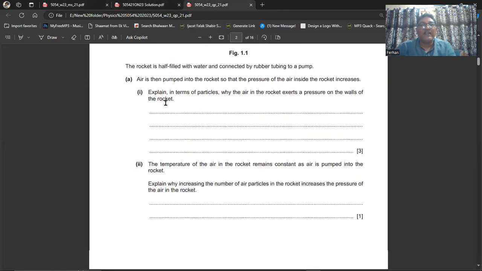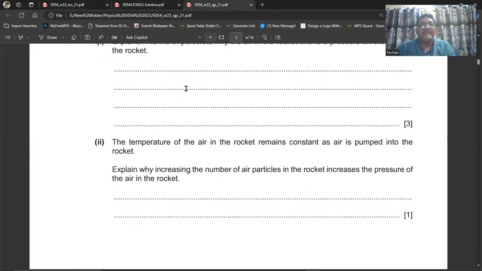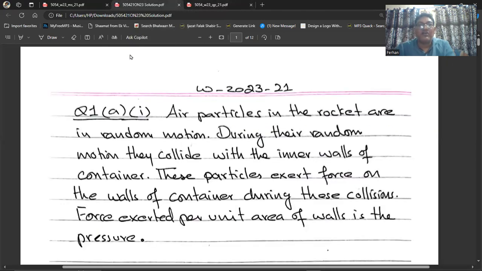Okay, so we are going to the next question, question number 1A, and its second part. It says the temperature of the air in the rocket remains constant as air is pumped into the rocket. Explain why increasing the number of the air particles in the rocket increases the pressure of the air in the rocket. You see, when the number of air particles in the rocket is more, the number of particles colliding per unit area of the wall per unit time will increase. So due to this, the force exerted on the unit area of the wall will increase. So that's why the pressure will increase.